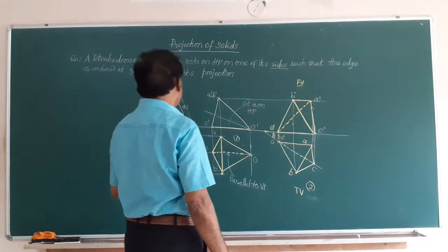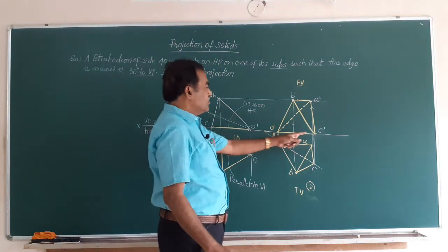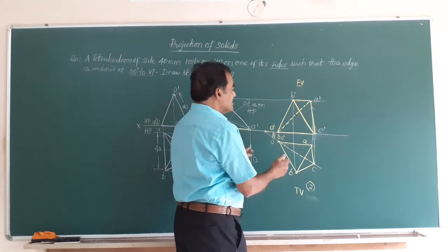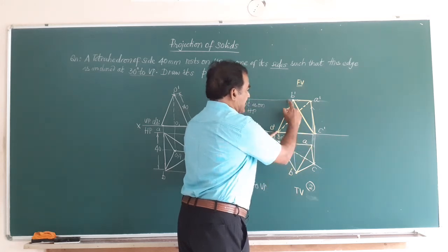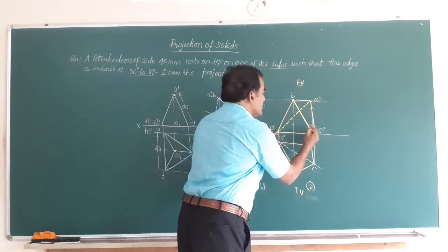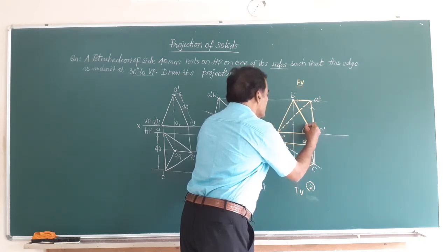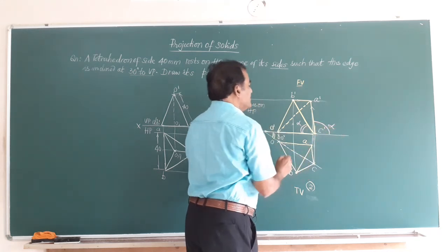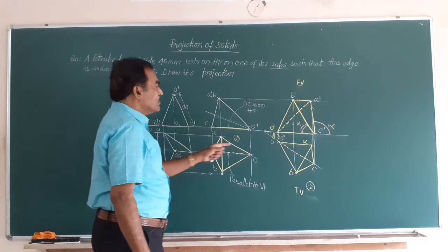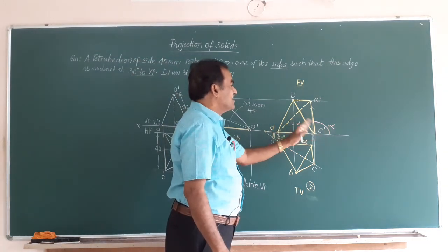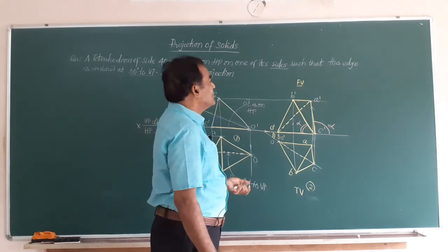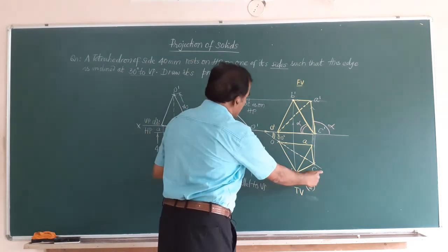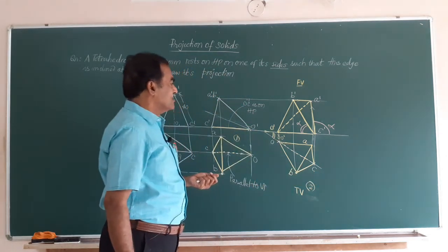Friends, once again you can see here that the object is resting on OC. OC is one of the edges of the solid, and the two triangular faces, namely O dash C dash B dash and O dash C dash A dash, these two triangles, they are making equal inclination, and I represent this by alpha. So the object, the tetrahedron, is resting on one of the edges with the two adjacent surfaces equally inclined to HP, and one of this side, or that side OC, is at an angle of 30 degrees with the VP.